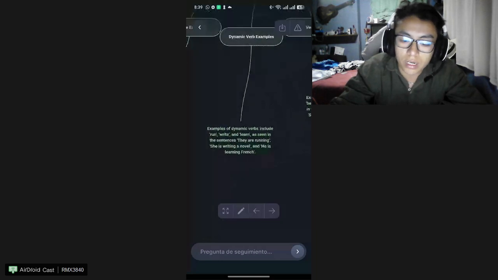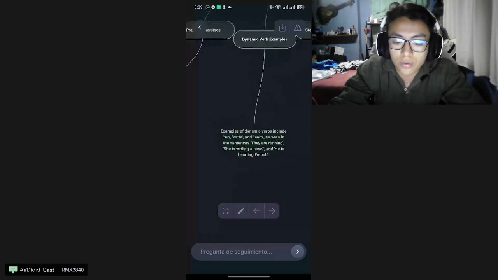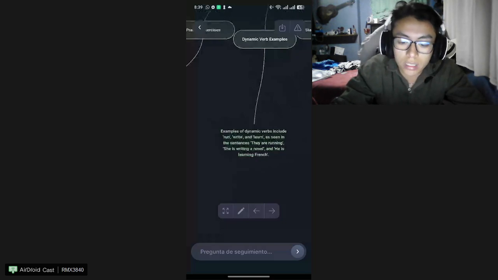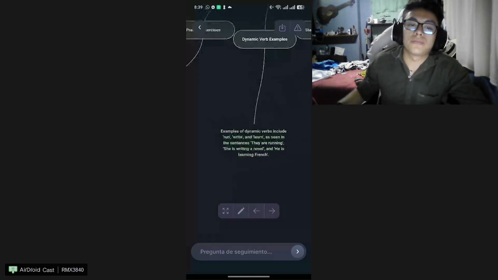And in this part, for dynamic verbs, these verbs, run, write, and learn, as seen in the sentences, they are running, she is writing a novel, and he is learning French. That's all.